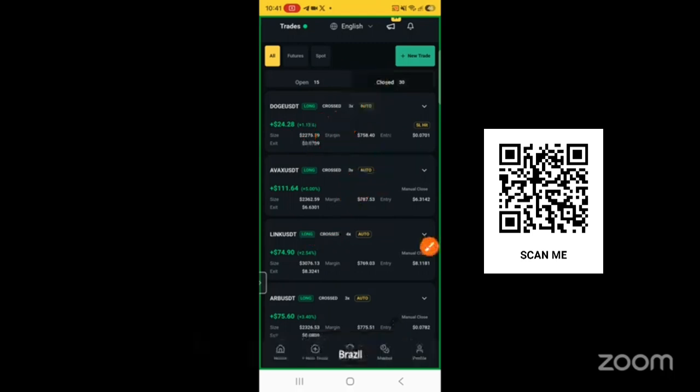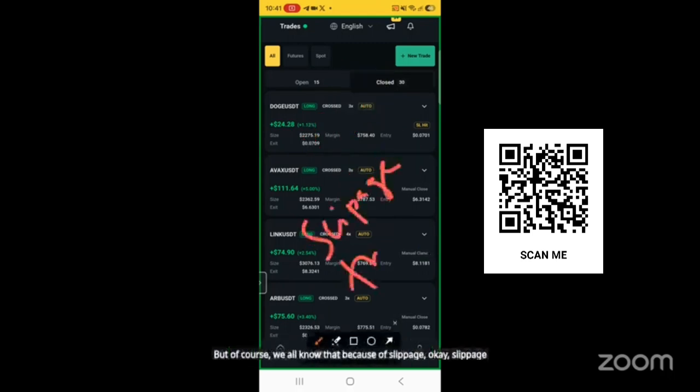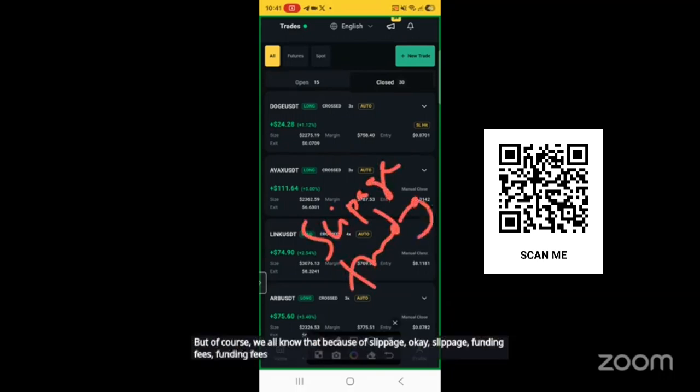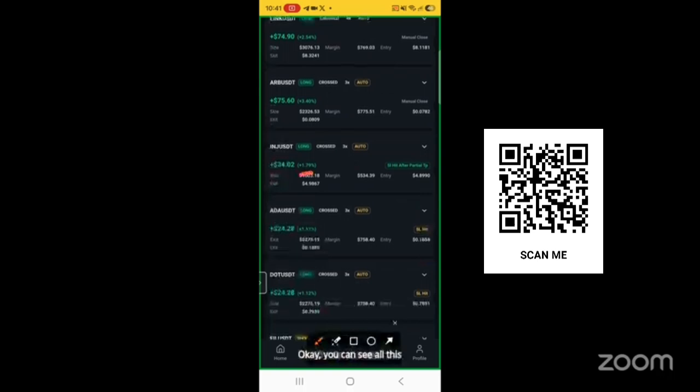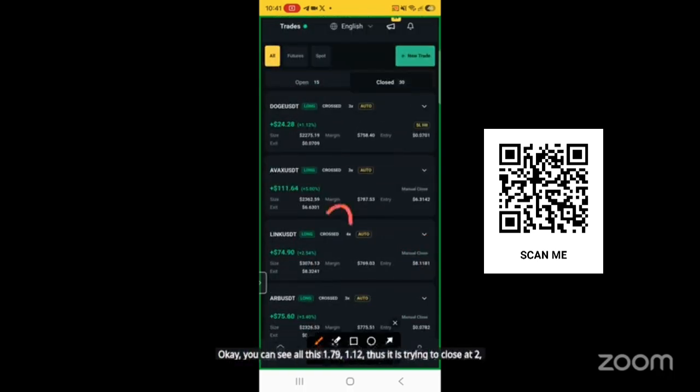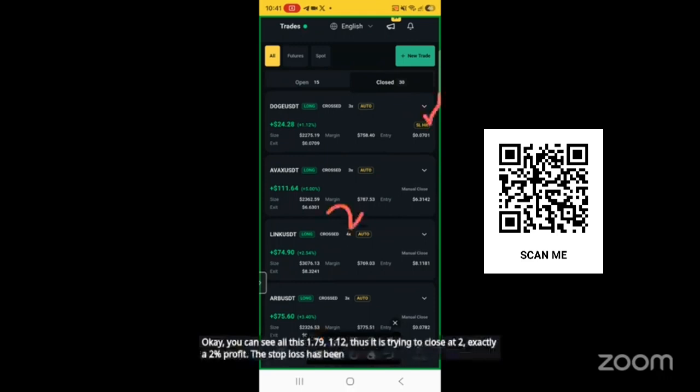But of course, we all know that because of slippage and funding fees, it is not easy to close off at exactly 2.0%. That's why sometimes when it is closing, you see it close at 1 point something. You can see all this, 1.79, 1.12. It is trying to close exactly a 2% profit. The stop loss has been hit. It's trying to close at 2.0%, but the wick is going through and closing at a much lower percent, but it's still locking in the profit.